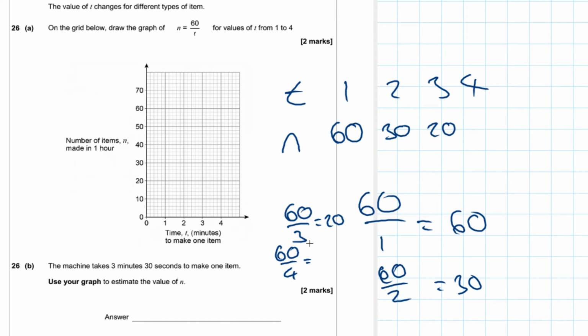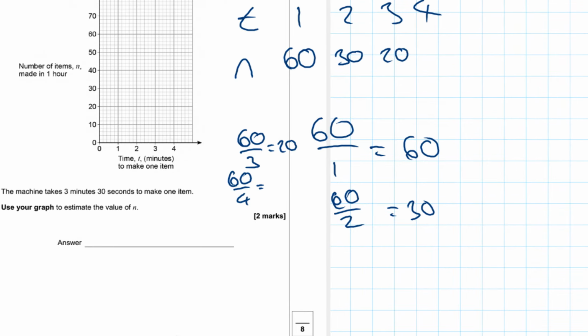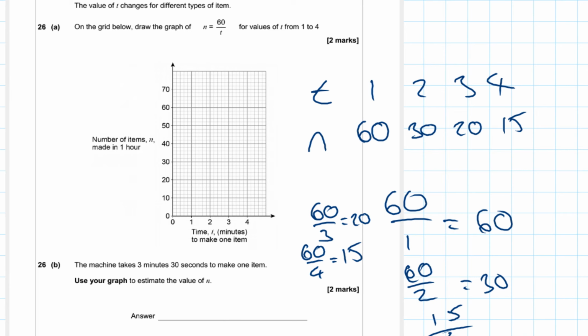60 divided by 4. So now, again, you just need a quick reminder. 6 divided by 4 is 1, remainder 2, and then 4, so it's going to be 15 as your answer here. And then you just plot the points. On your graph, draw the values. So you're going to have 1 is 60, 2 is at 30, 3 is at 20, and 4 is at 15. And then you would draw, it's going to be a bit difficult for me to draw it perfectly, but you get an answer that gives something like that.